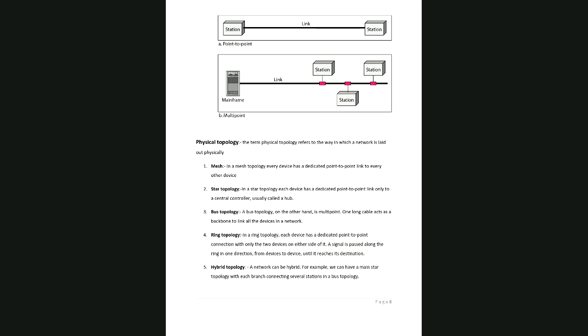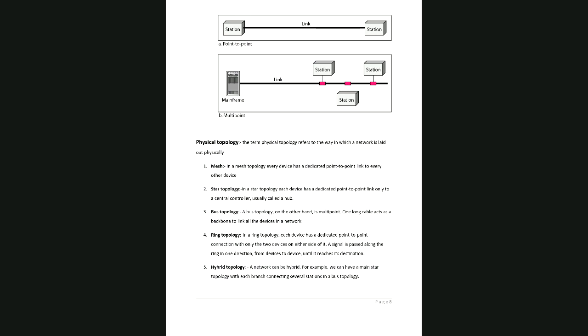Now we see the physical topologies of a network. You have mesh topology, star topology, bus topology, ring topology, and hybrid topology, the last one. So we will see one by one what a mesh topology is. Here the definition is given clearly: every device has a dedicated point-to-point link to every other device. All this we have seen in the theory part.